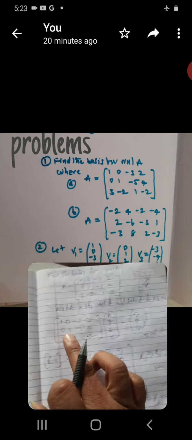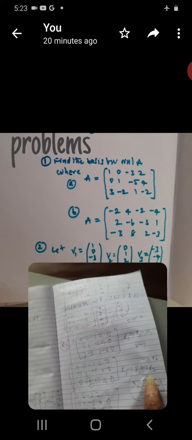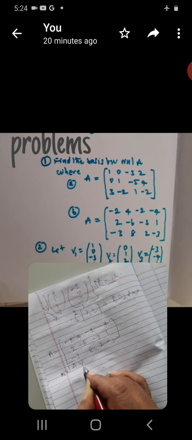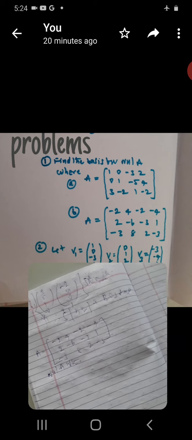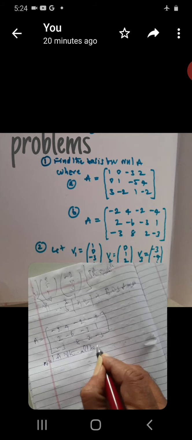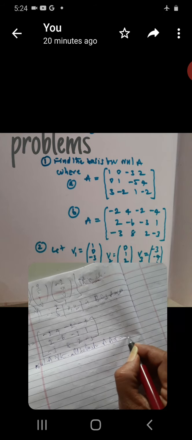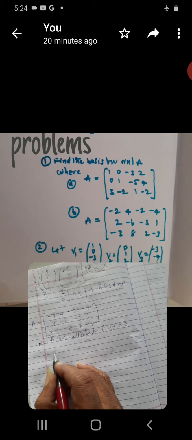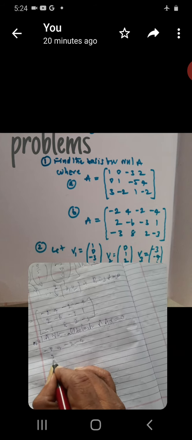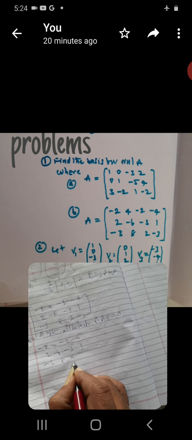First, write the Ax is equal to 0 form. Null A is the set of all solutions of Ax is equal to 0. A is minus 2, 4, minus 2, minus 4, 2, minus 6, minus 3, 1, minus 3, 8, 2, minus 3.